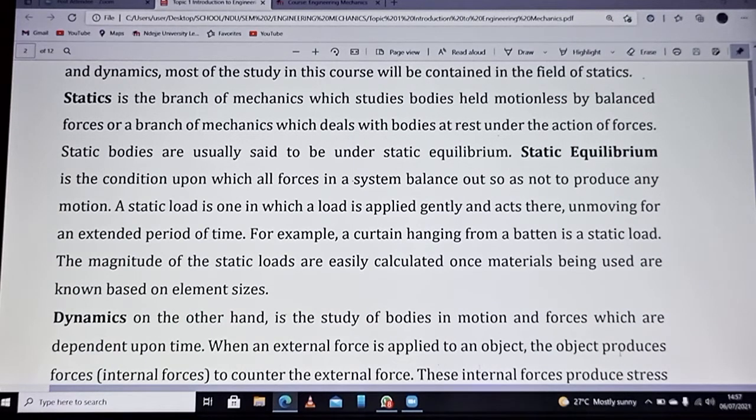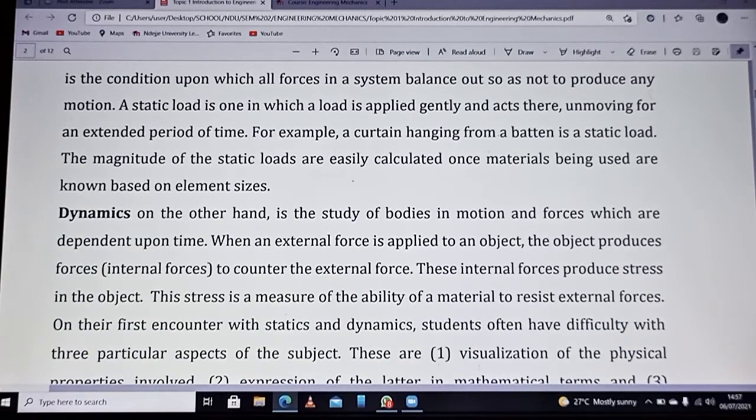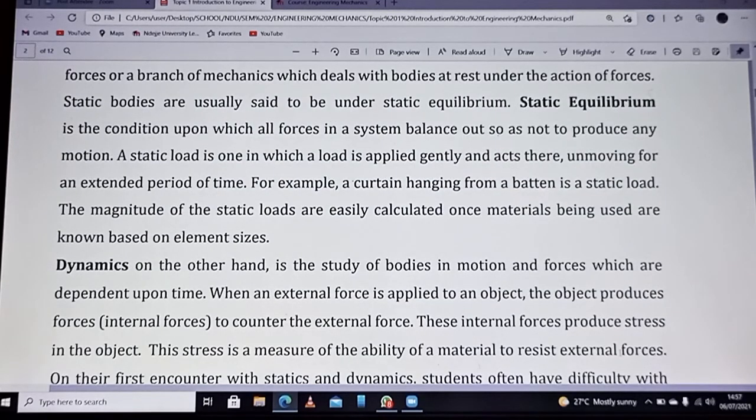So if I ever ask you to state the conditions to be fulfilled for static equilibrium, the sum of forces in the x direction must be equal to 0. Same thing with forces in the y direction and forces in the z direction. That is for a three-dimensional problem. A three-dimensional problem will always have x, y, and z.